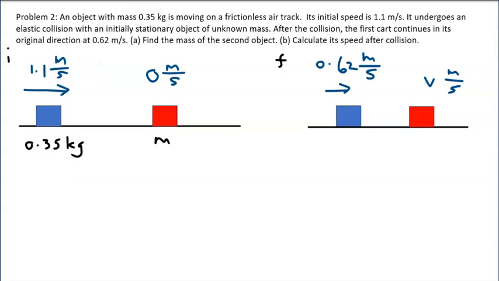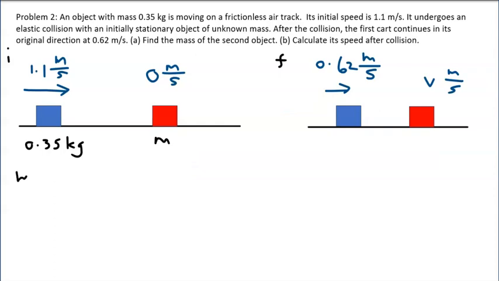It undergoes an elastic collision with an initially stationary object of unknown mass. So that is this mass that is not moving. The mass is m, which we want to determine later. After the collision, the first cart continues in its original direction at 0.62 meter per second. So that is the blue mass. Find the mass of the second object and also the speed of the second object after the collision, that is v.